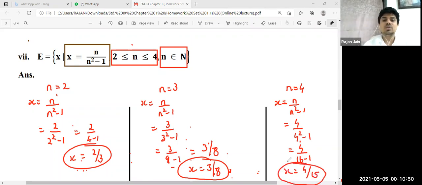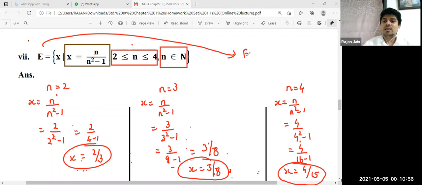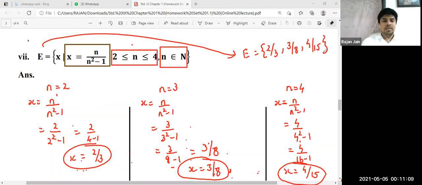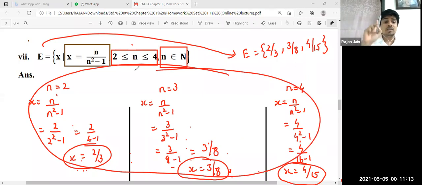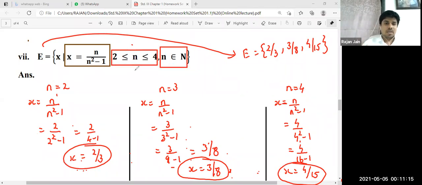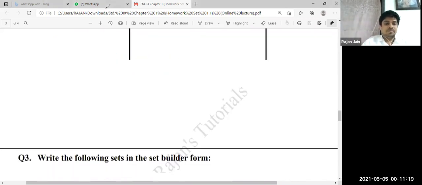These are the three values of x that I have got. So now if I want to write the set, I will write like this. I'll say E is a set of, write all x ka value that you have got. First is 2 by 3, then it is 3 upon 8, and then it is 4 upon 15. Is that clear? Again, I'm telling you this entire working is compulsory. Okay, chalo. Let's go to the next one now.